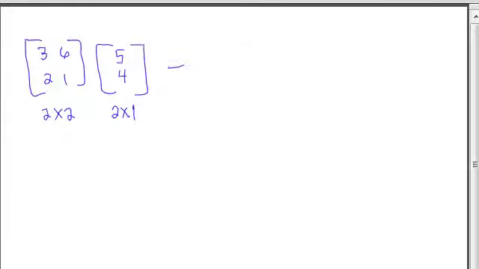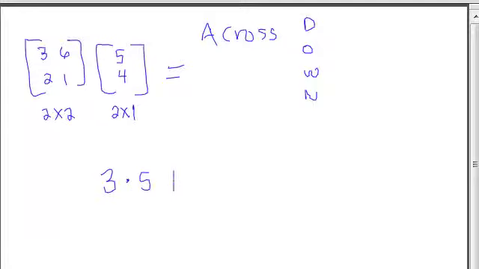Anyway, in order to multiply, you want to multiply across and then down. I like how I wrote that out because that's exactly what you need to do. You're going to end up multiplying the 3 times the 5 and adding that to the 6 times the 4. Then you're going to take the 2 times the 5 and add the 1 times the 4.